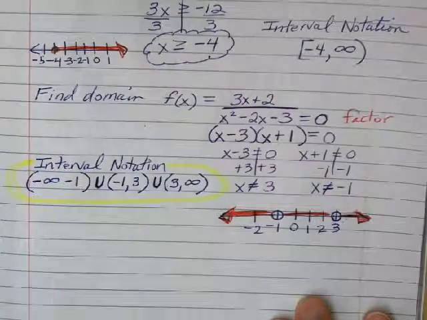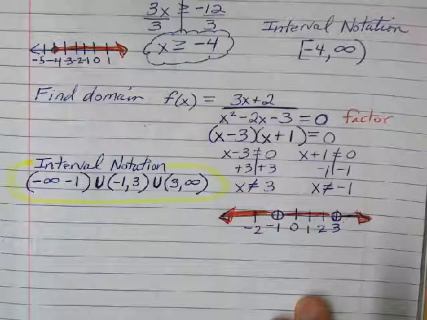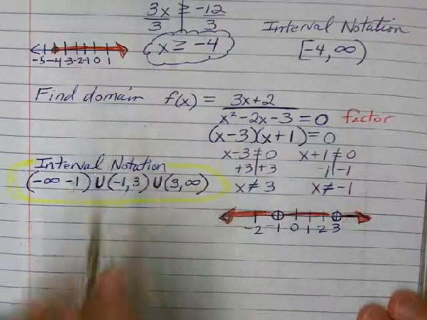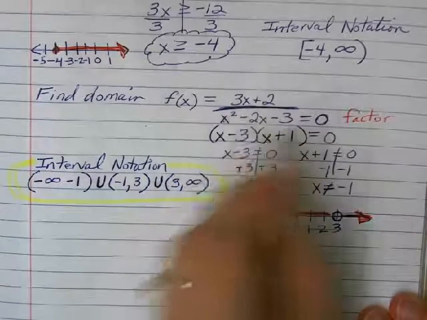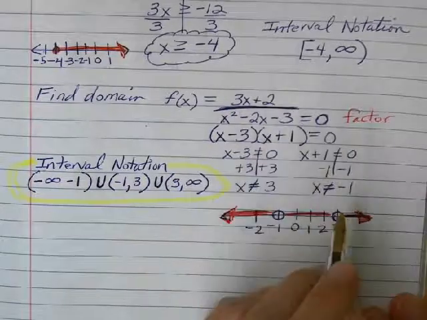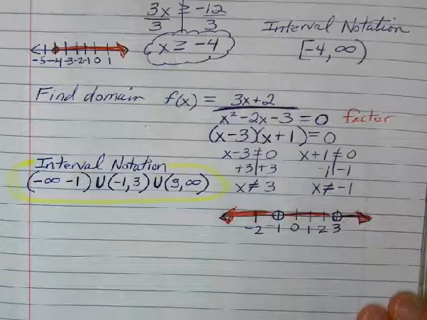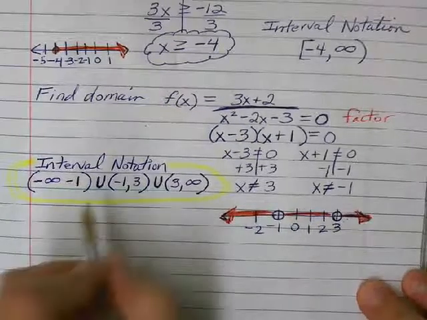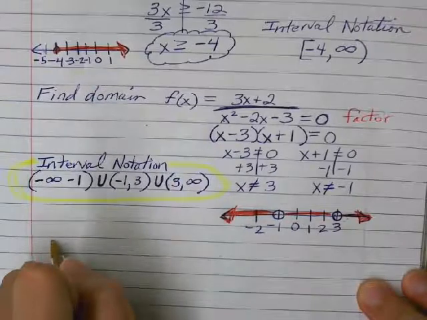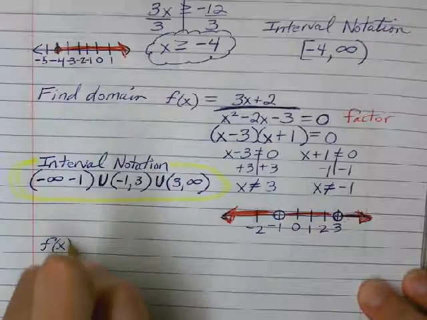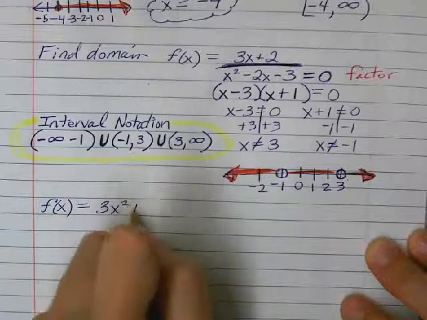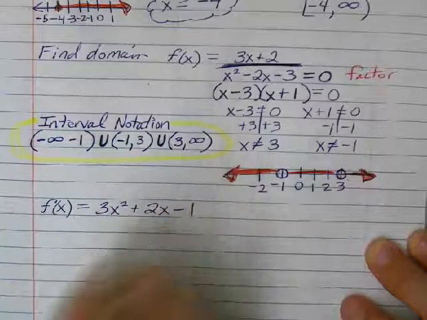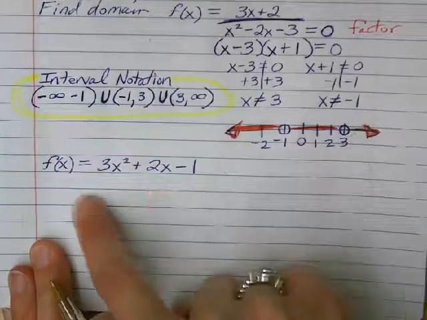Yeah, so finding the domain can be kind of tough. So things you have to watch for is like a fraction. You just set the denominator equal to 0 and solve. Yep, those are the excluded values. What about other problems like find the domain of, what if you have f of x equals 3x squared plus 2x minus 1? What if you had a graph like that?